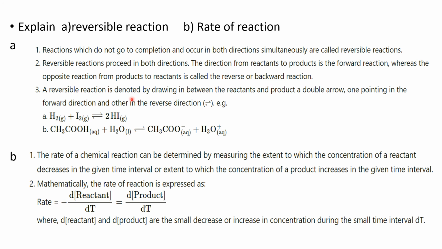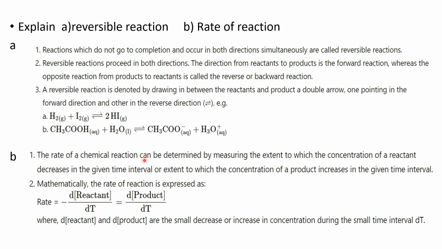A reversible reaction is denoted by drawing in between the reactants and products a double arrow. This is the symbol of double arrow, one pointing towards the forward direction and the other in the reverse direction. So this is the representation of a reversible reaction. Example: H2 gas plus I2 gas gives 2HI gas. B. CH3COOH aqueous, that is acetic acid, plus H2O liquid gives CH3COO minus aqueous plus H3O plus.